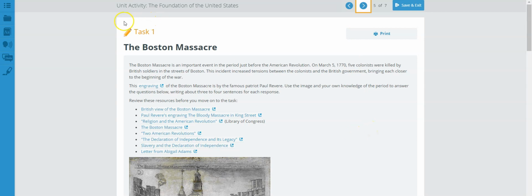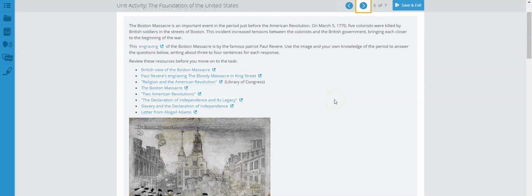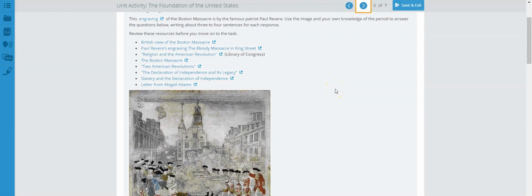And this is task 1, which is the Boston Massacre. Let's read what you're being asked to do here. The Boston Massacre is an important event in the period just before the American Revolution. On March 5th, 1770, 5 colonists were killed by British soldiers in the streets of Boston. This incident increased tensions between the colonists and the British government, bringing each other closer to the beginning of war. This engraving of the Boston Massacre is by the famous patriot Paul Revere.